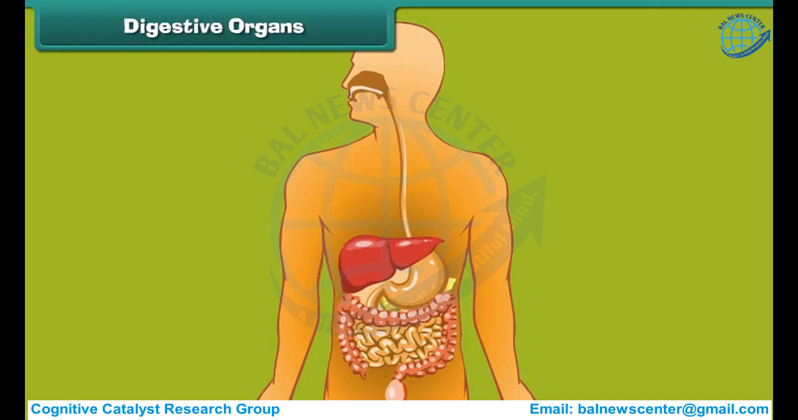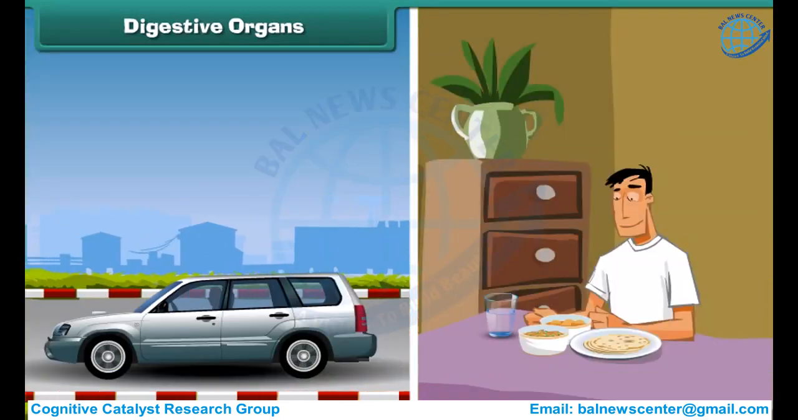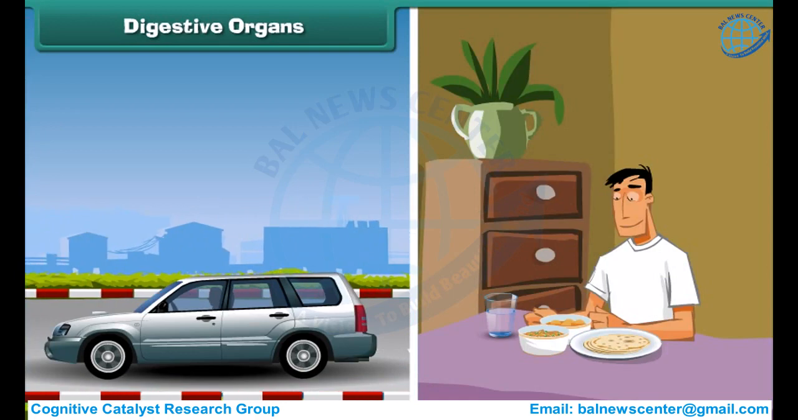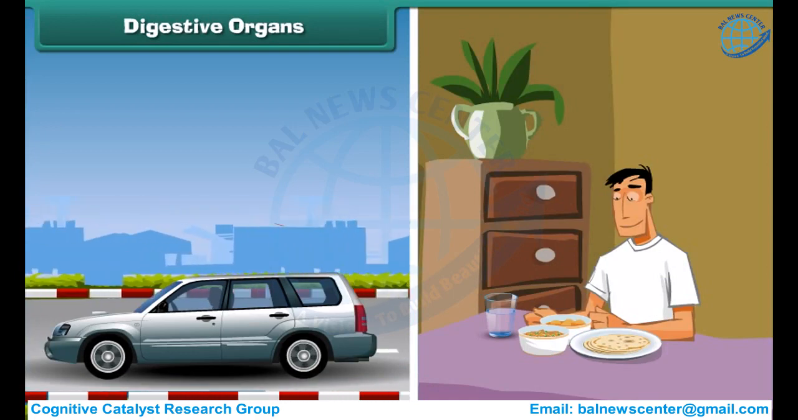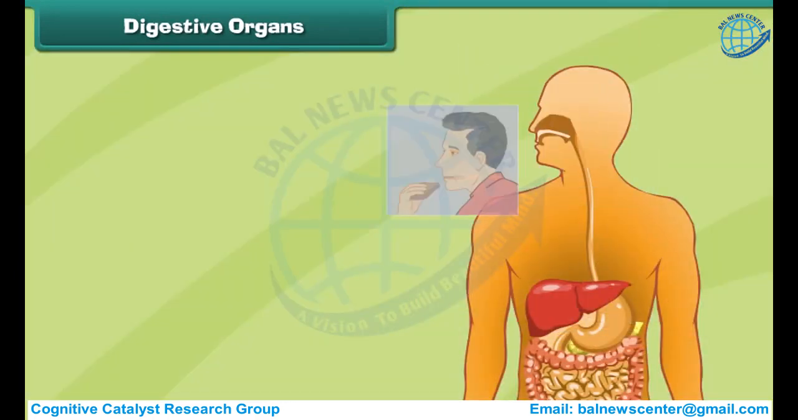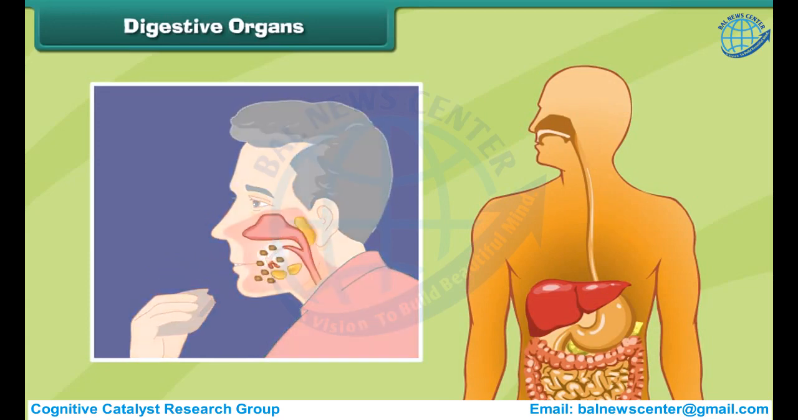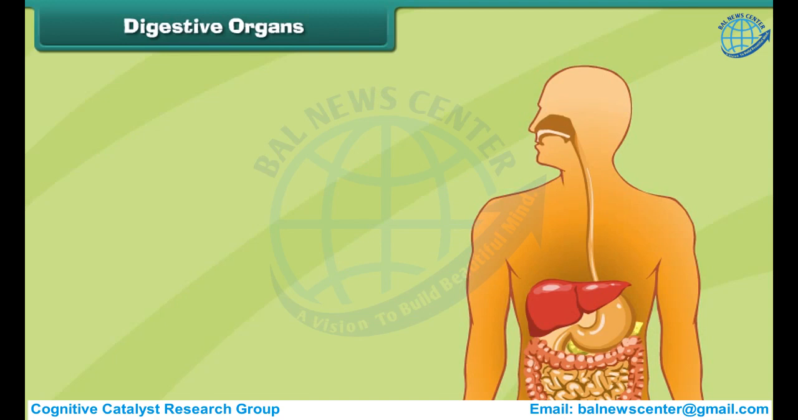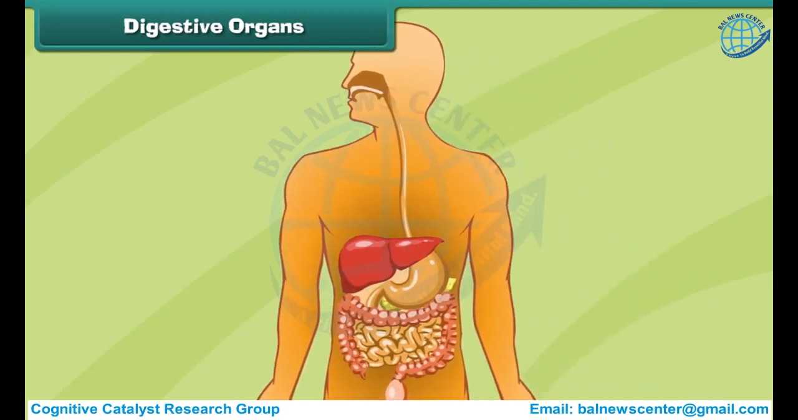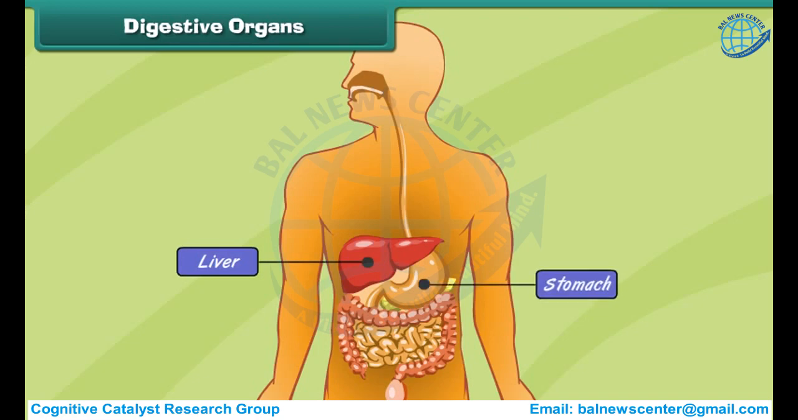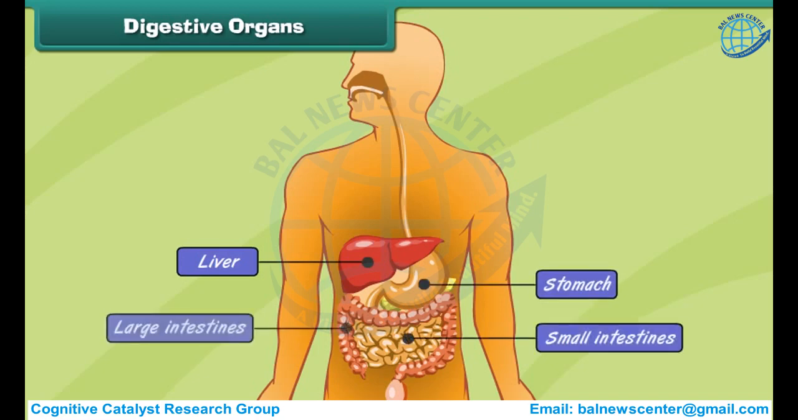Digestive organs. Like machines, human body also requires fuel to perform work. The food that we eat every day serves as the fuel for our body. The food eaten by a human being is broken down into smaller pieces to obtain energy. This process is called digestion. Some main organs that help in digestion are liver, stomach, small and large intestines.